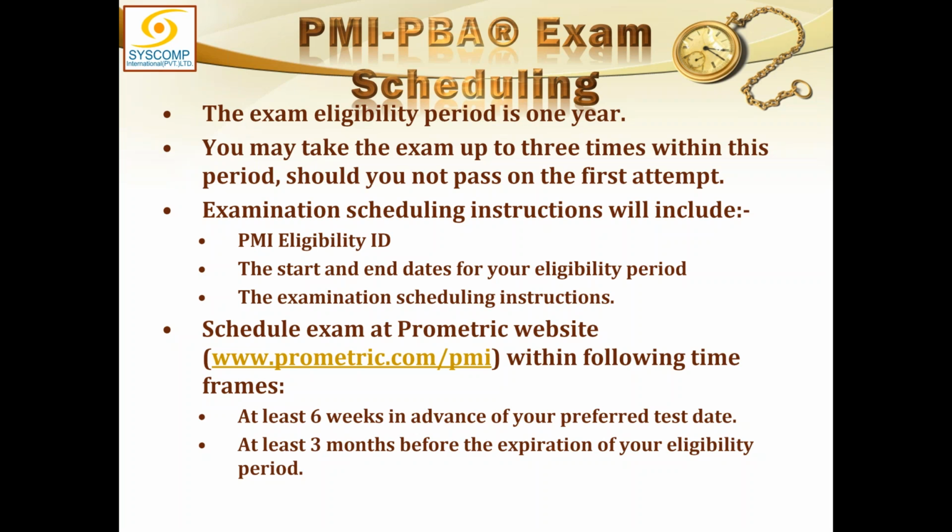First time, you will pay the full fee, $405, and for the remaining times $275 for members. Once that letter comes to you, you will be provided some details in that letter. Your PMI eligibility ID will be given to you. And you will be given a time period, start date and end date, in between which this eligibility period is valid and you can appear in the exam during that 1 year period.